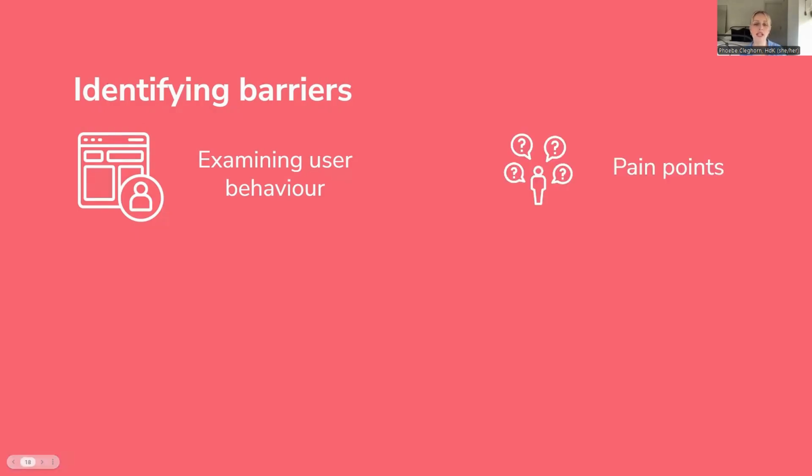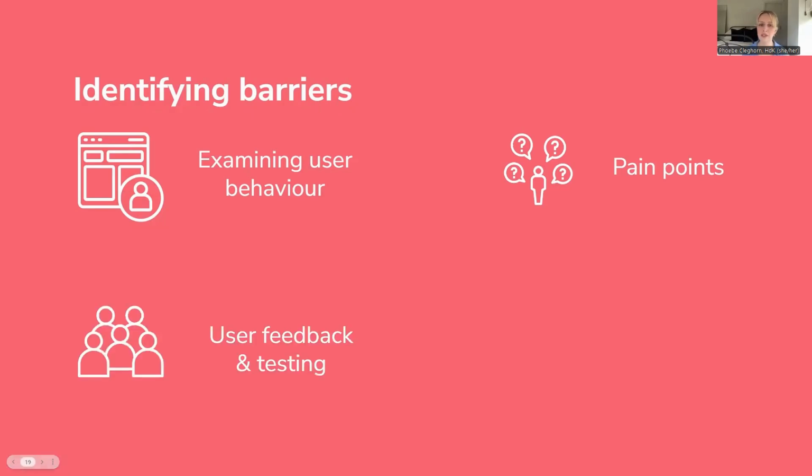Another way to identify barriers is to look at common pain points. So just to quickly explain, what we mean by pain points is common issues that users come across that cause them to either lose interest or, worst case scenario, just leave your website completely. These pain points when it comes to search can include queries that return no results or lead to high bounce rates, slow loading times, and overly complex filtering systems.